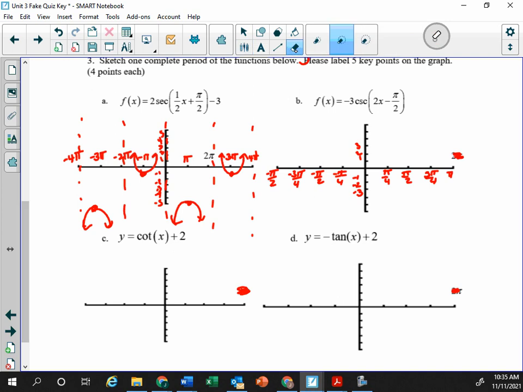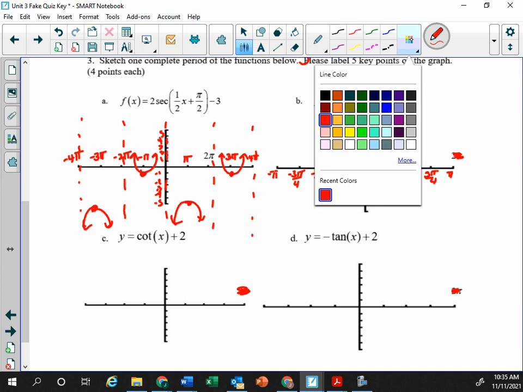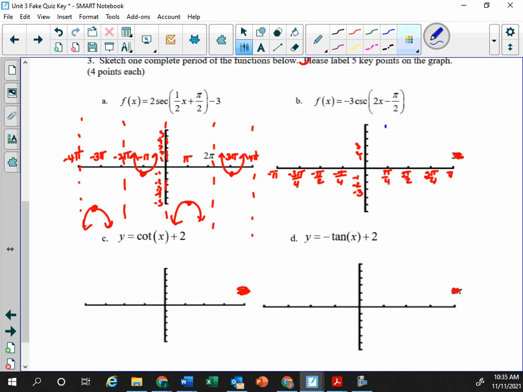Oops, sorry, that's fine. Switch colors.